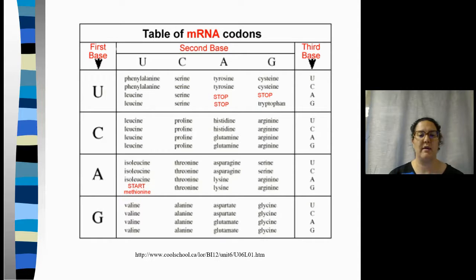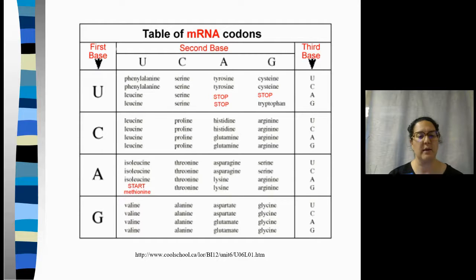So here we have the methionine amino acid, and it would be AUG, which is going to be our start codon, and this is the only one. But we can see up in that first row that there are three different stop codons: UAA, UAG, and UGA. So we read the first base on the left column, the second base around the top, and the third base down the side.